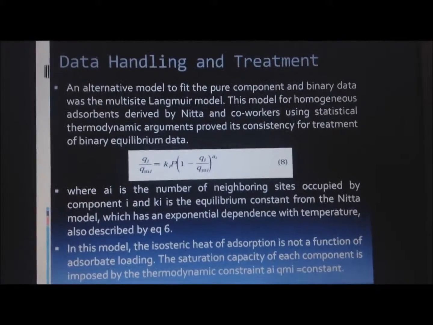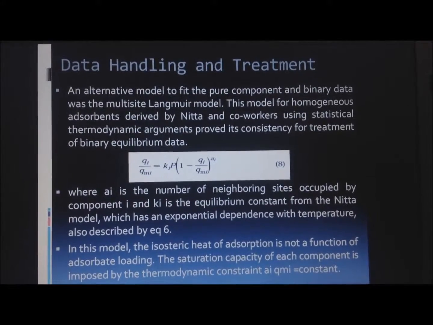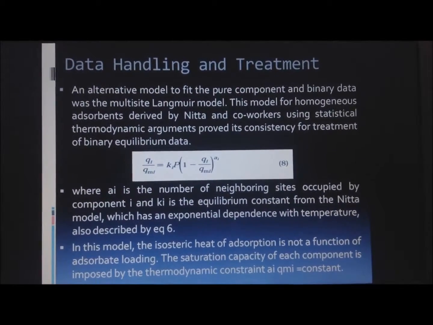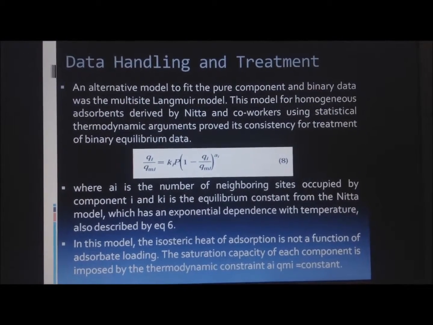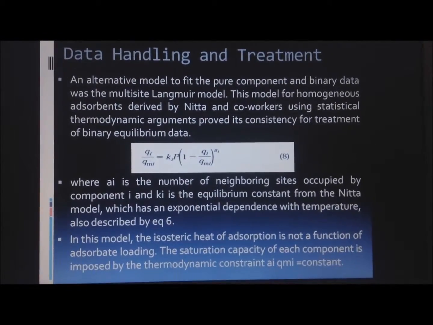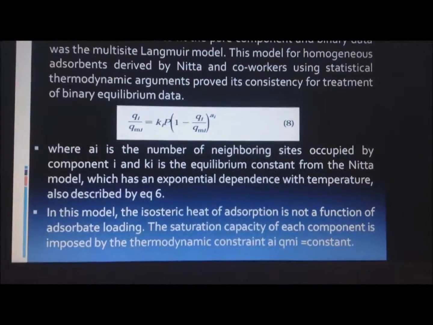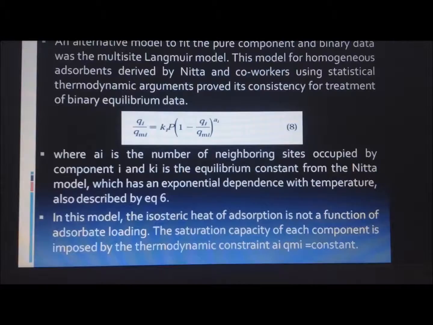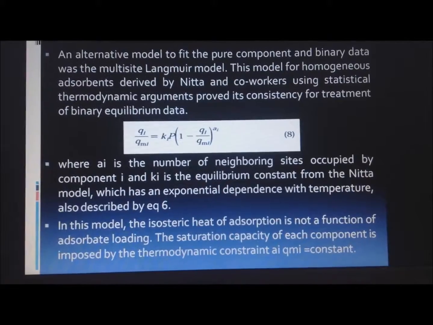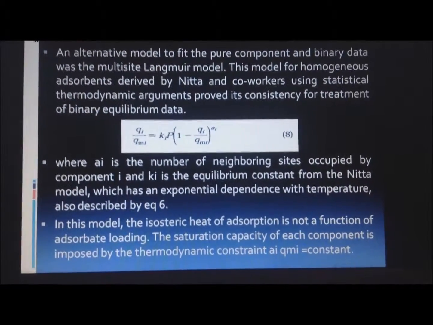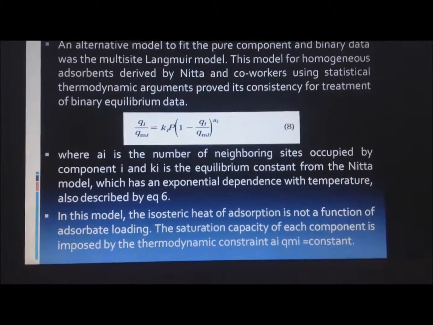An alternative model to fit the pure component and binary data was the multi-site Langmuir model. This model for homogeneous adsorbents, derived by Nitta and co-workers using statistical thermodynamic arguments, proved its consistency for treatment of binary equilibrium data. This is presented in equation 8, where A sub i is the number of neighboring sites occupied by component i and K sub i is the equilibrium constant from the Nitta model, which has an exponential dependence with temperature, also described by equation 6. In this model, the isosteric heat of adsorption is not a function of adsorbate loading.